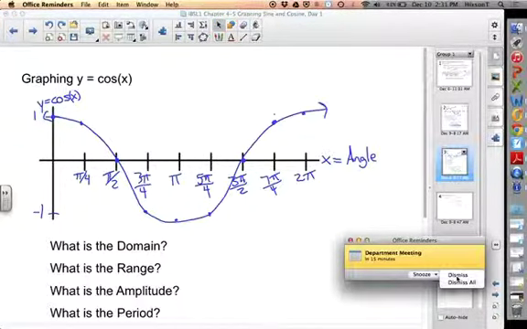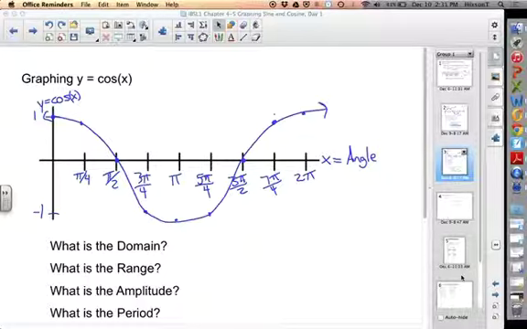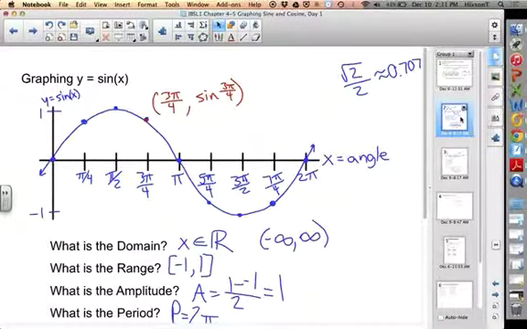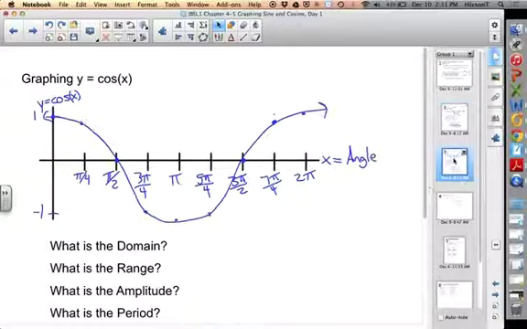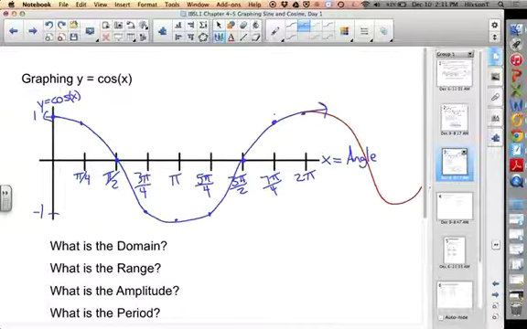Now, notice here, I know I put little arrows on the ends. It's not saying that it just goes up forever. It means the period continues. If we were to keep drawing this, it would go through another period this way, and this one would go through another period that way. But you see an entire period of the cosine curve. Does everyone understand that?